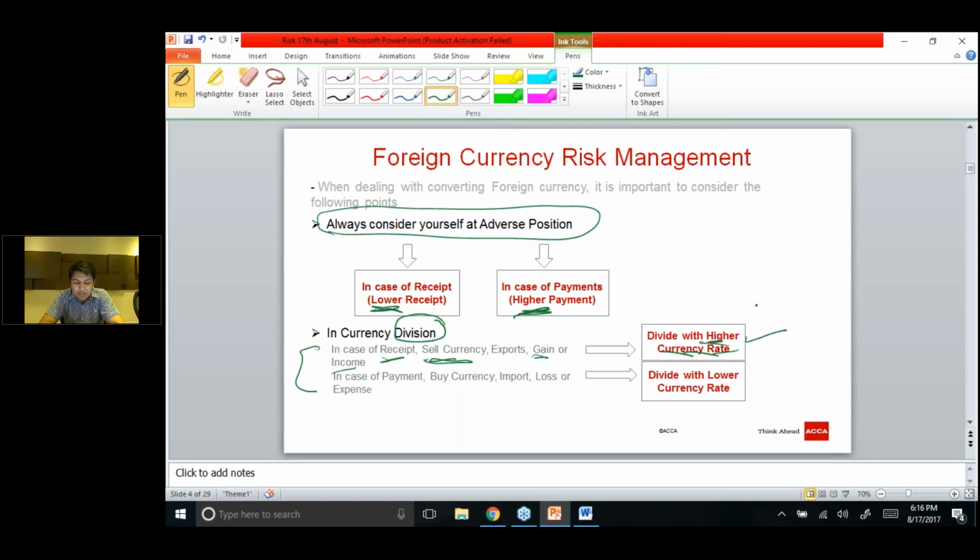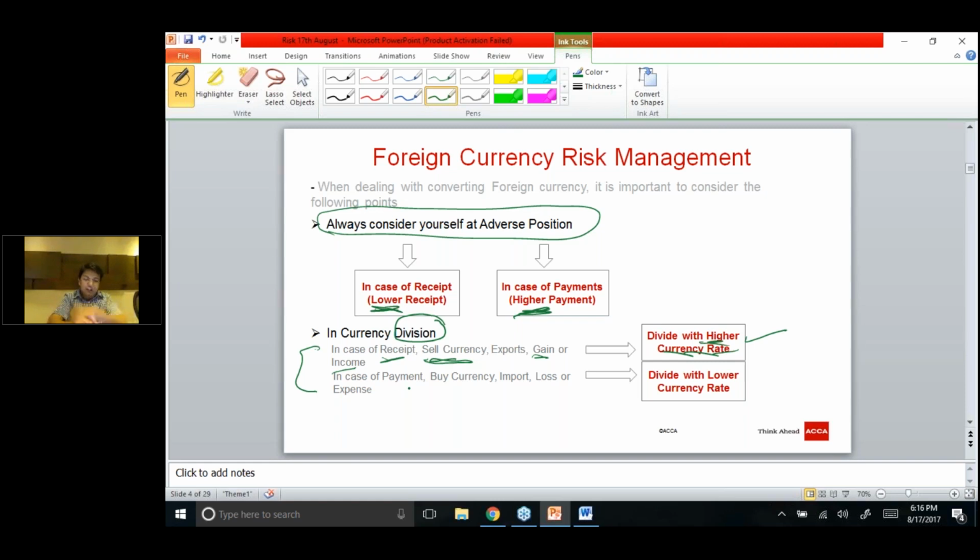So in case of receipt, in case of sell currency, exports, gain, income, you are going to divide, and you have to divide it with the higher rate, because whenever you divide it with the higher rate, the answer will be in lower reduced number.